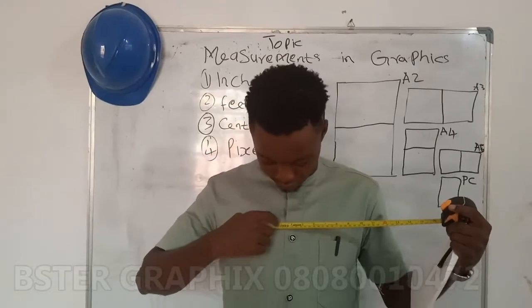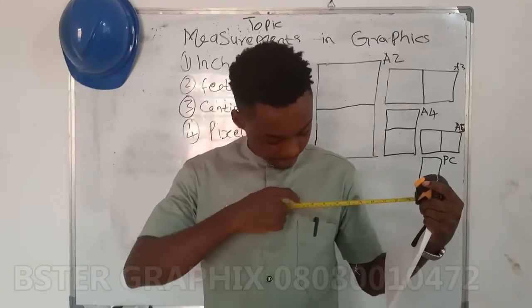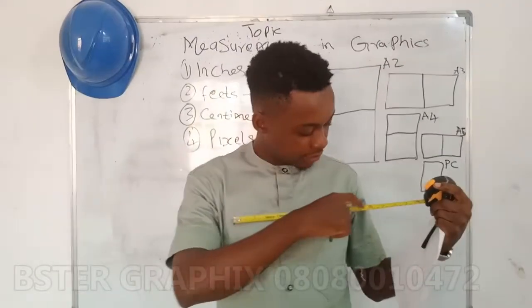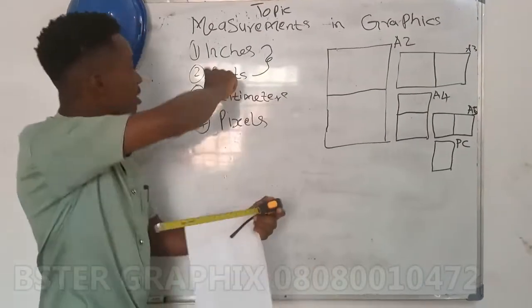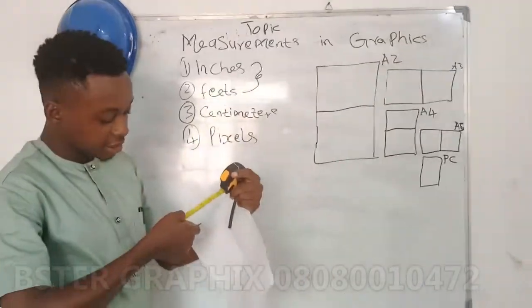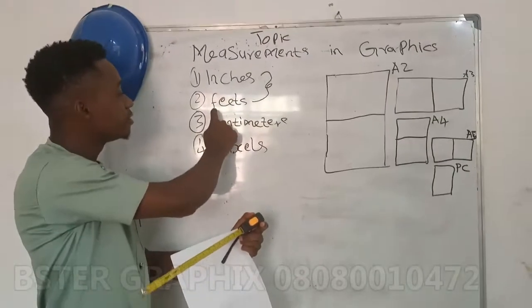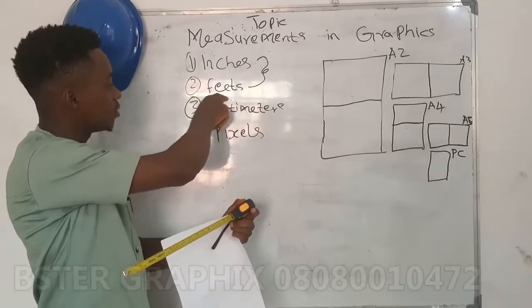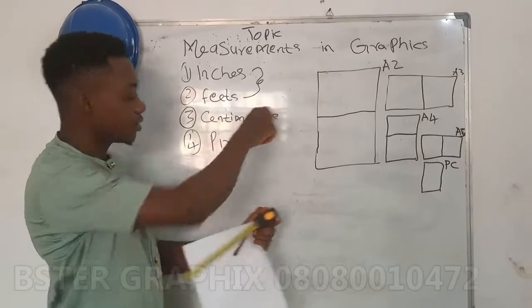1 inch, 2 inch, 3 inch, 4 inch, 5, 6, 7, 8, 9, 10, 11, 12. So they are calibrated in inches. So 12 inches will give you a foot. You understand? So 12 inches will give you a foot.